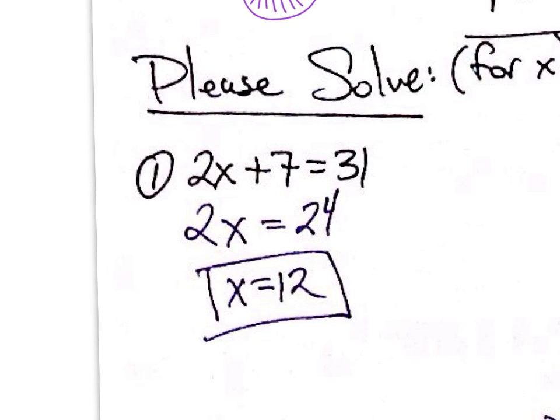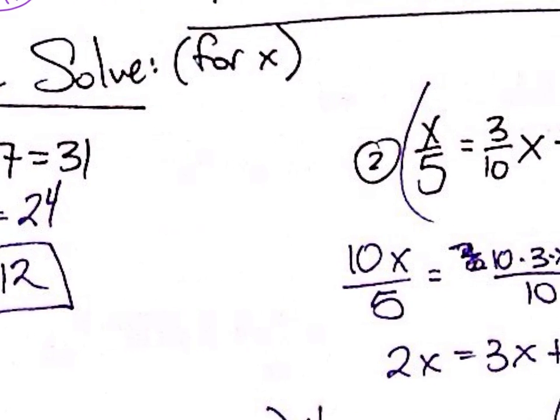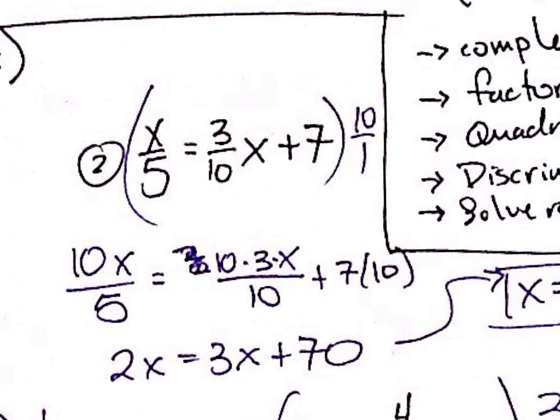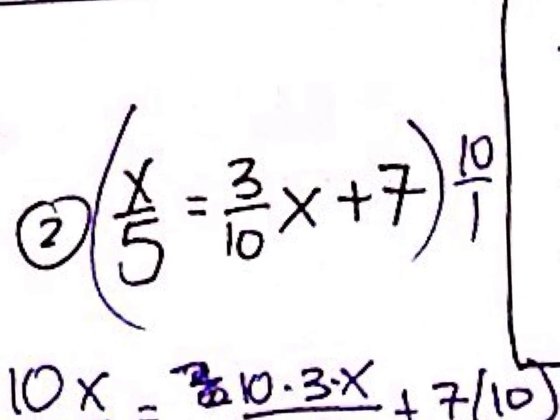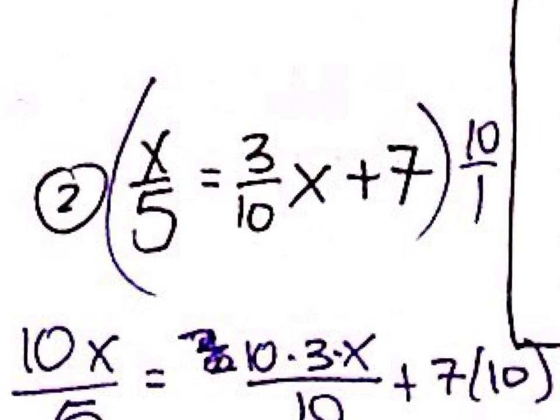I subtract 7 from both sides, divide both sides by 2, we get a solution. This is the value that works in the equation. Alright, straightforward.